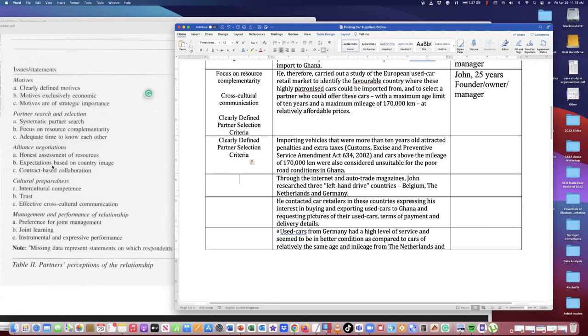culture based on country image. I think it's more about expectations based on country image. That is about this part. But what about this part? What is this one? Is it the honest assessment of resources? No, this one, the one I've highlighted. I think that is more of the systematic. So it's telling you systematic pattern search, search sources, because this is where the searching is actually taking place. Yes.